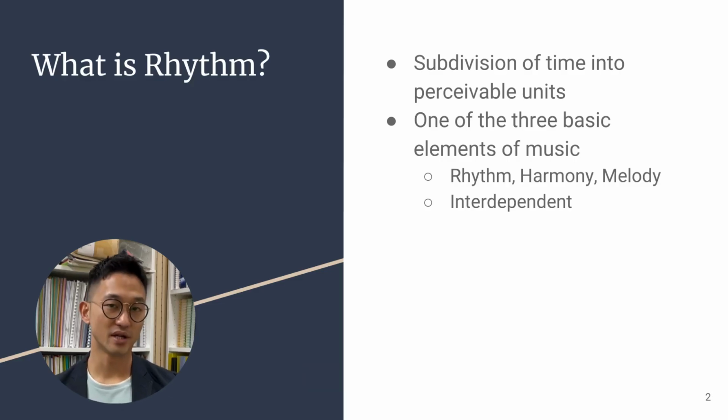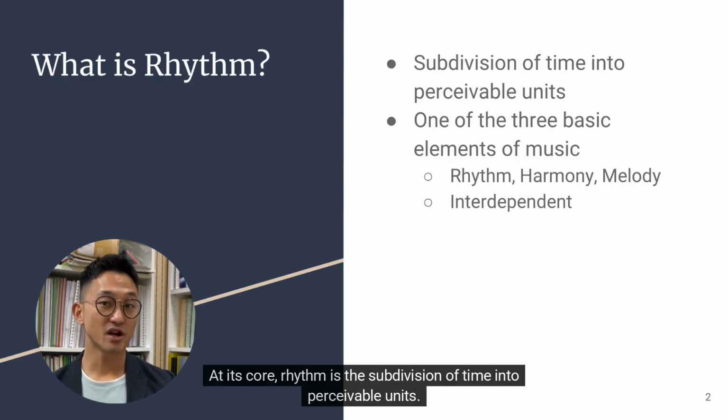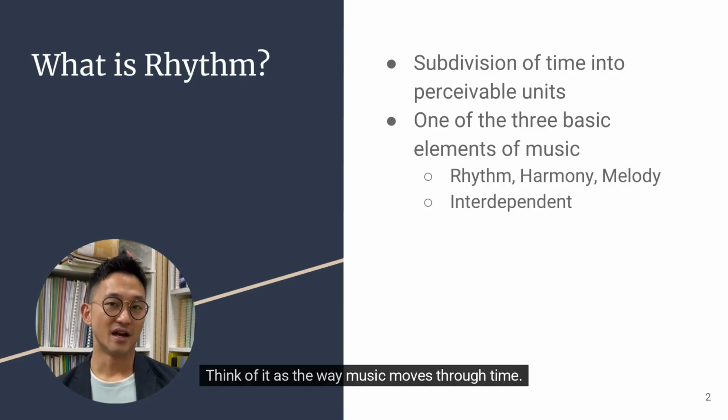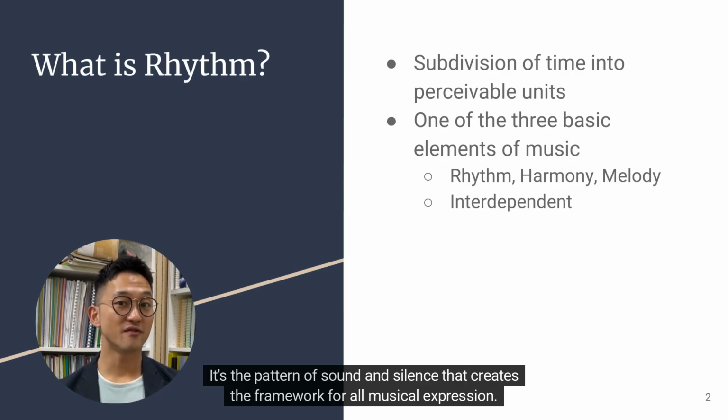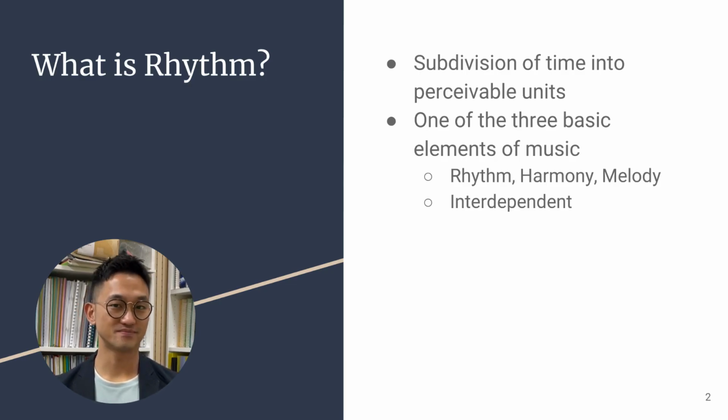What is rhythm? At its core, rhythm is the subdivision of time into perceivable units. Think of it as the way music moves through time. It's the pattern of sound and silence that creates the framework for all musical expression.